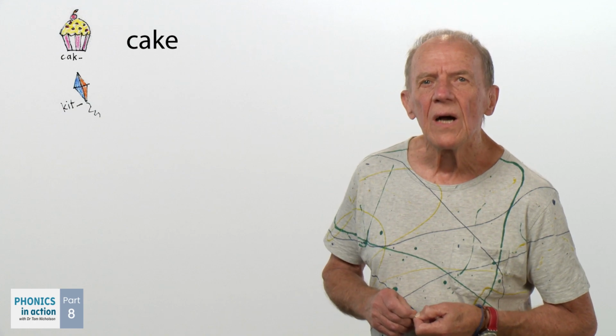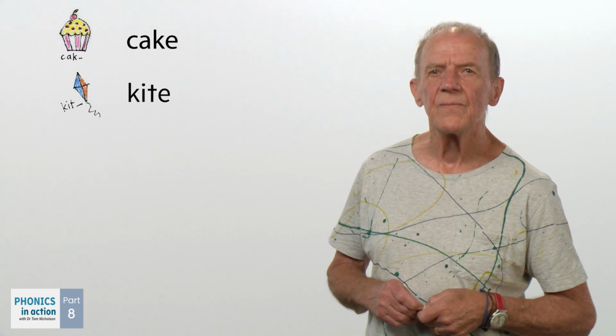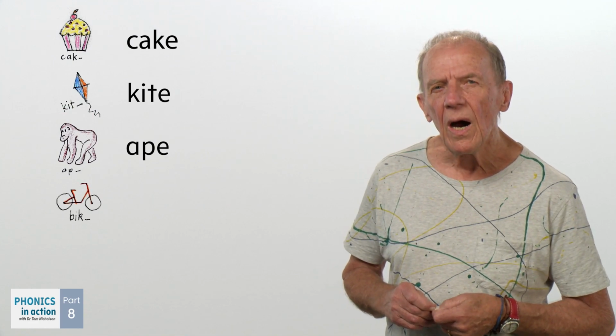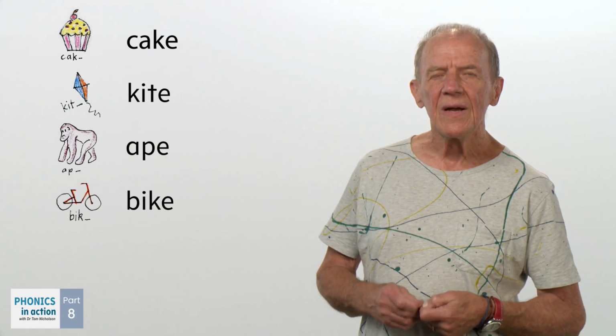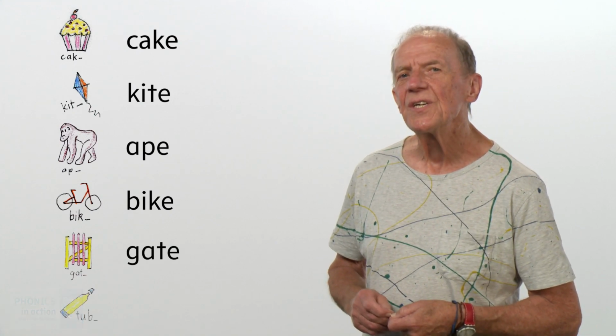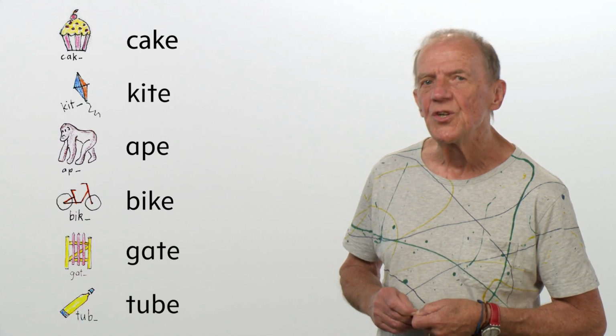One way to learn this rule is just to practice reading and writing words that have this final E. Can you read these words? K-ake, cake. K-ite, kite. Ape, ape. B-ike, bike. G-ate, gate. Tube, tube. Excellent. Well done.